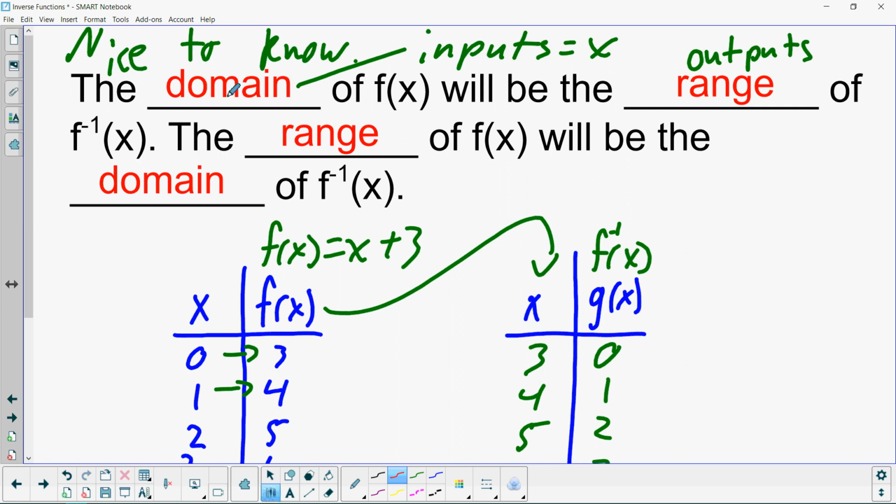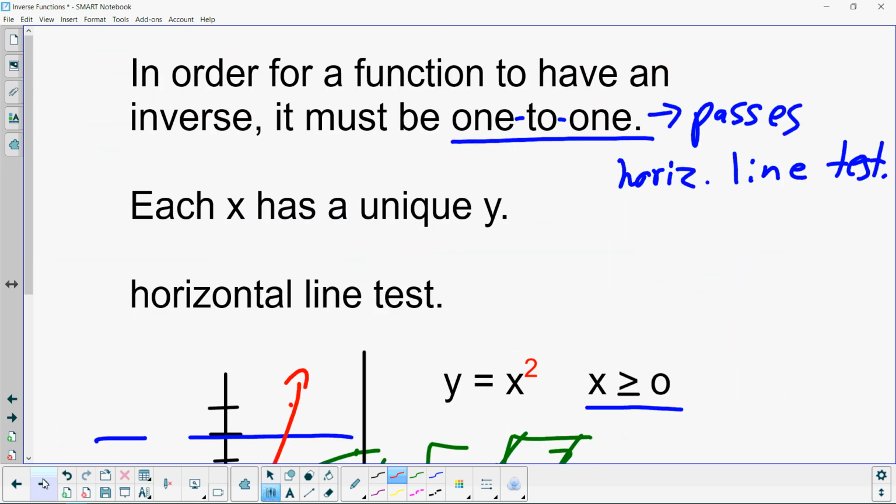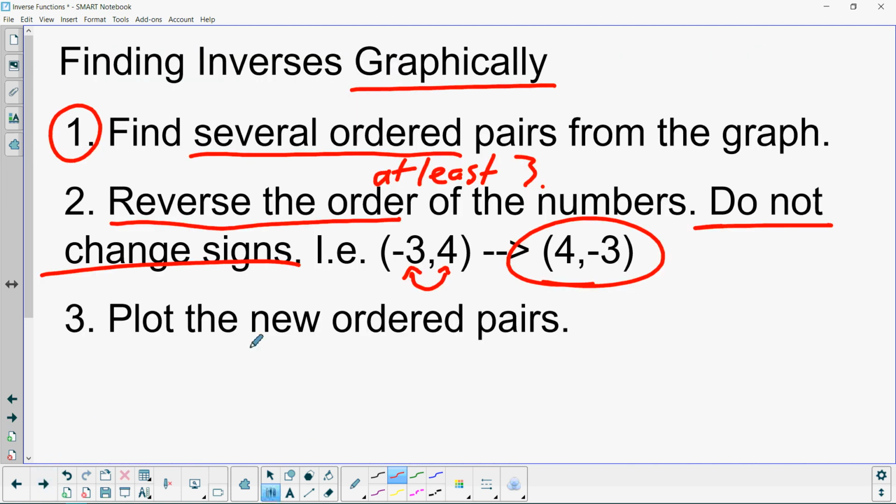So that's all we're doing with graphing, is we're taking the domain, or the x's, and turning them into y's, and we're taking the y's and turning them into x's. Once you have your new points, the last step is to just plot them. Put them on the graph, and then you're done. All right. So let's look at 2 examples.